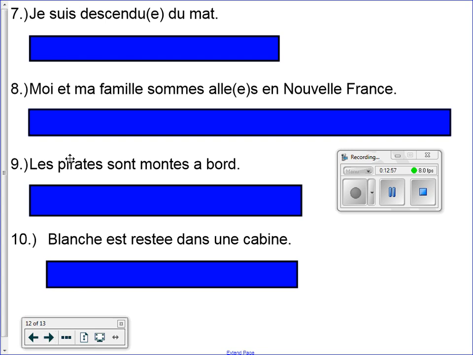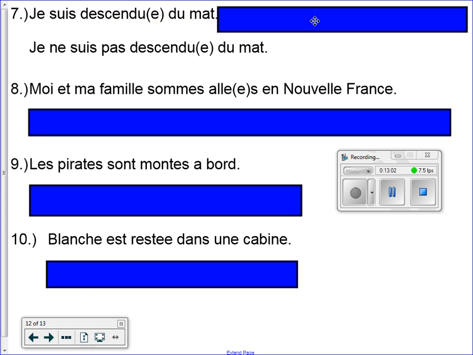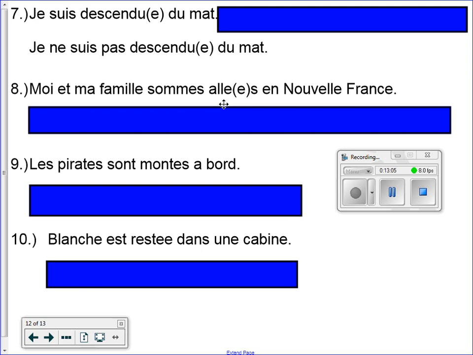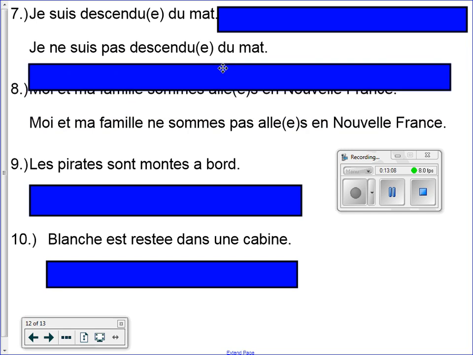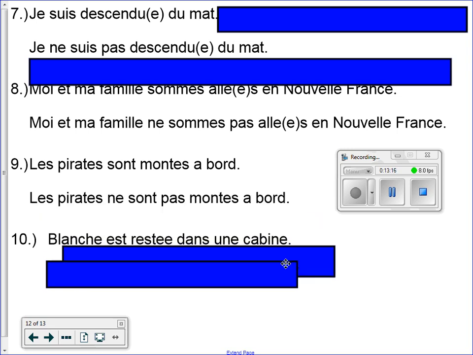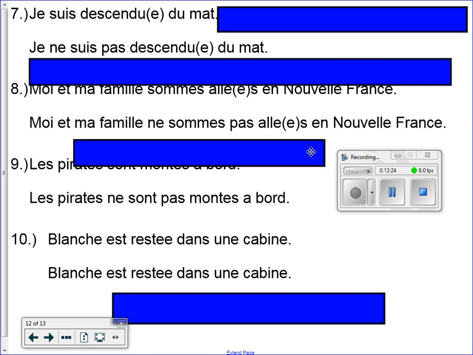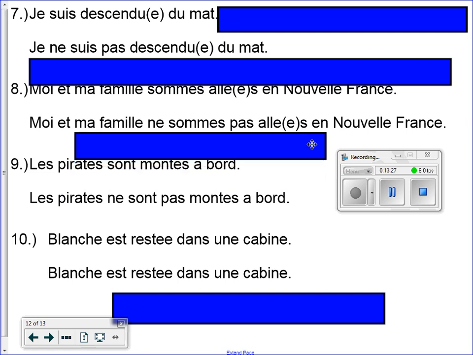And here we go. We have je ne suis pas descendu du mât. Moi et ma famille ne sommes pas allés en Nouvelle-France. Les pirates ne sont pas montés à bord. Blanche n'est pas restée dans une cabine. And notice I missed the ne and the pas around est.